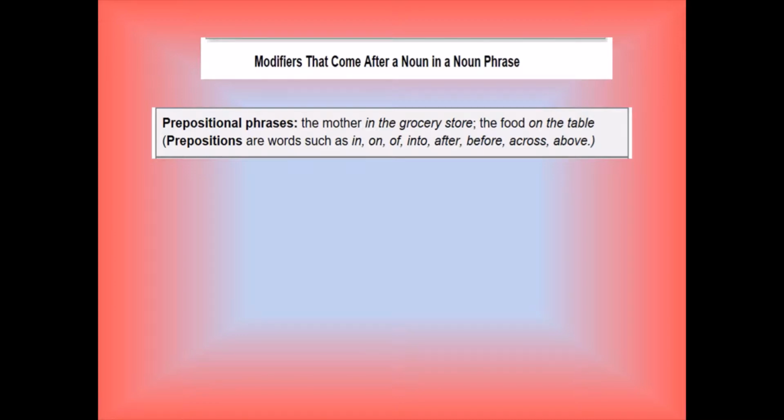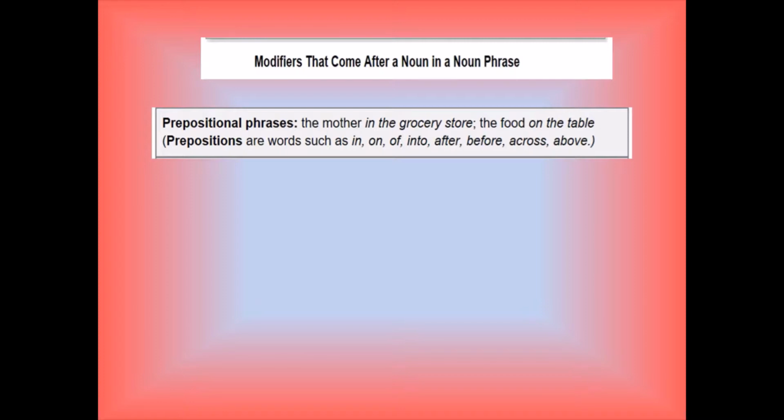Let us move back to our noun phrases. First one, the mother in the grocery store. In this phrase, our prepositional phrase is in the grocery store, which appears after the noun mother. We are referring to the position of the mother. Where is the mother? In the grocery store.